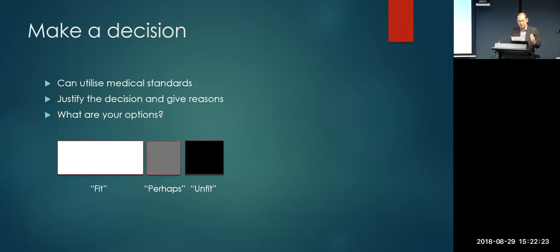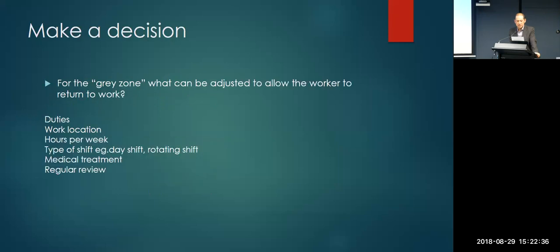But in the middle is what we call the grey zone, where we say, well, are they fit? Are they unfit? Well, perhaps they are. This is where we encourage you to think about that, because for the grey zone, this is where we talk about adjustments in the workplace, or accommodations, or modifications, or some form of restrictions.